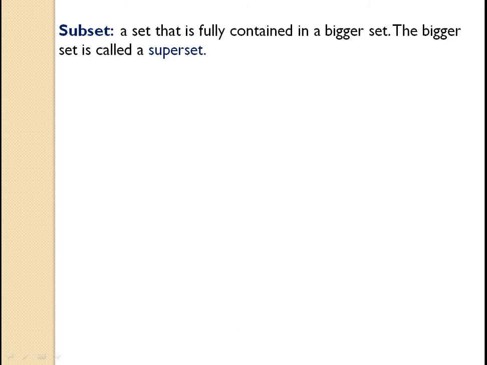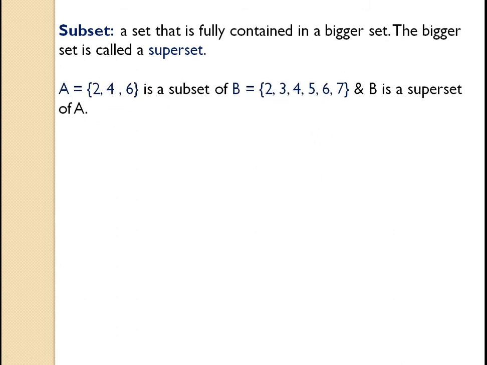Okay. Now we have today's topic, which is subset and the power set. What is the definition of a subset? A subset is a set that is fully contained in a bigger set. The bigger set is called a superset. We have the example: A = {2, 4, 6} is a subset of set B, which is {2, 3, 4, 5, 6, 7}. Here you can see that there are more elements in B and fewer elements in A. So B is the bigger set, and B is a superset of A.